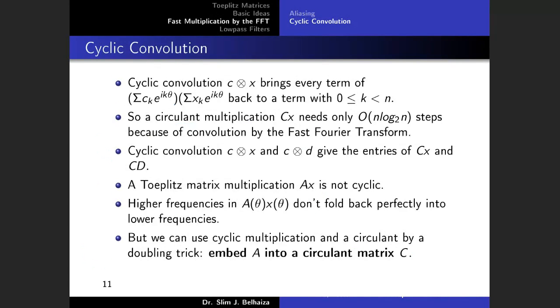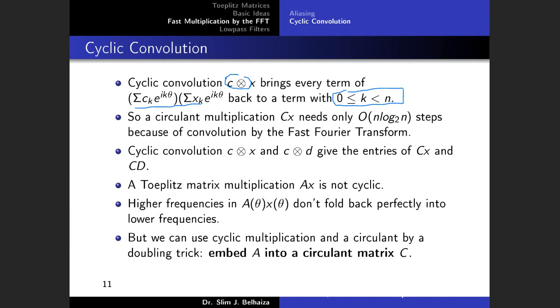Now let's talk a little bit about this process of fast multiplication by FFT to save time. Cyclic convolution, as you've seen before, brings every term of this product back to a term between 0 and n. So in fact, circulant multiplication Cx needs only a complexity of about n log base 2 n steps because of convolution by the fast Fourier transform.